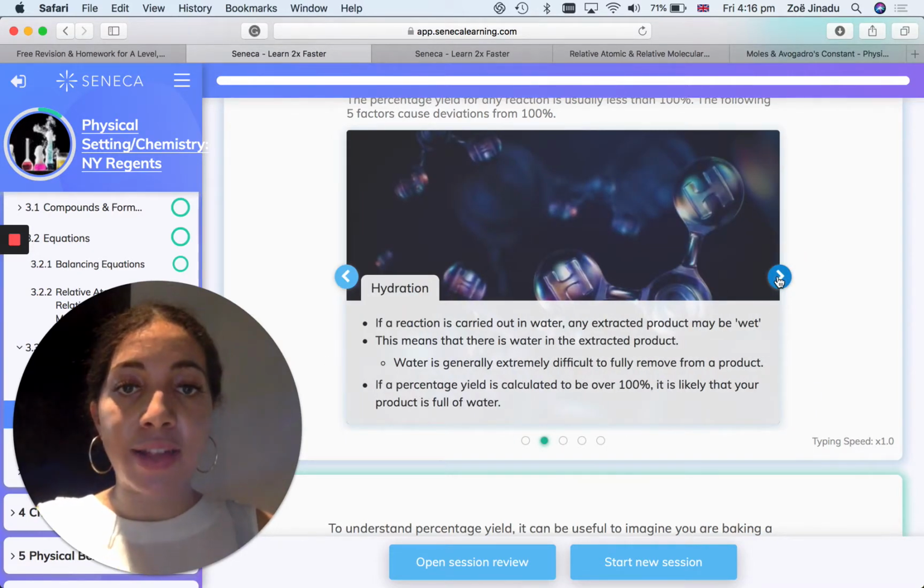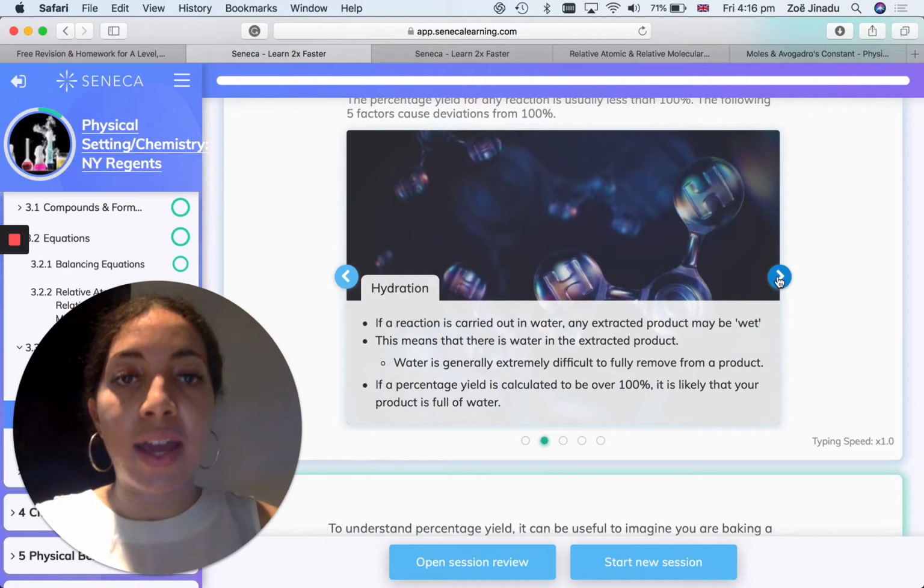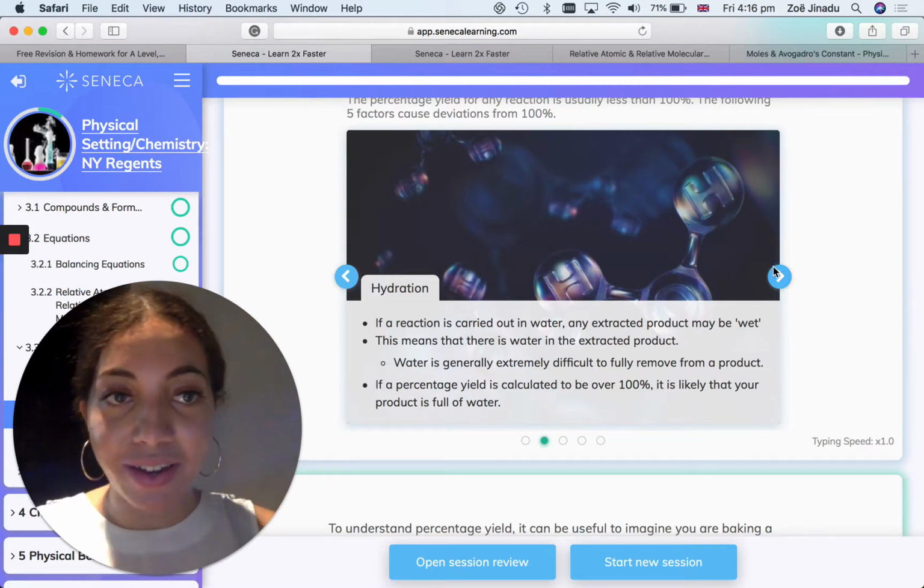If a reaction is carried out in water, any extracted product may be wet. This means that there is water in the extracted product. Water is generally extremely difficult to fully remove from a product. If percentage yield is calculated to be over 100%, it is likely that your product is full of water.